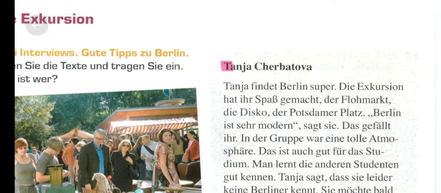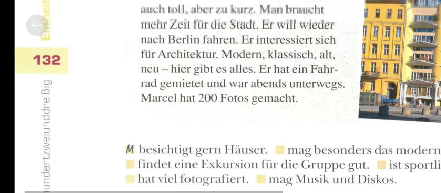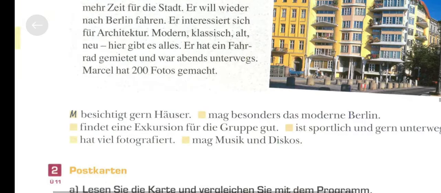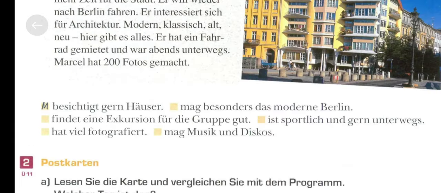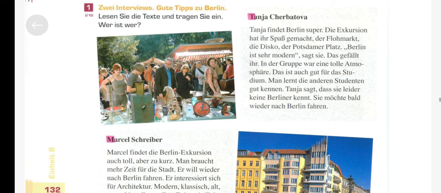Like for Tanya, they have written T only, and for Marshall, they have written only M. So you have to tell what is about Marshall in these four options. You have to write M or T. Let's read the text first and then we'll understand it.